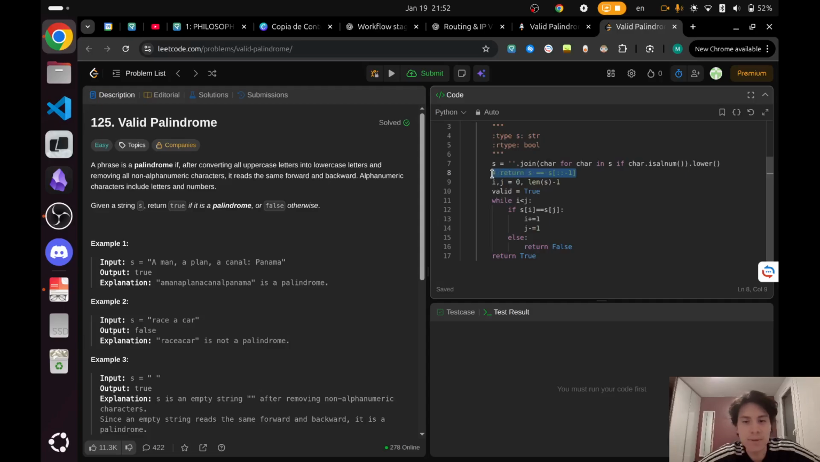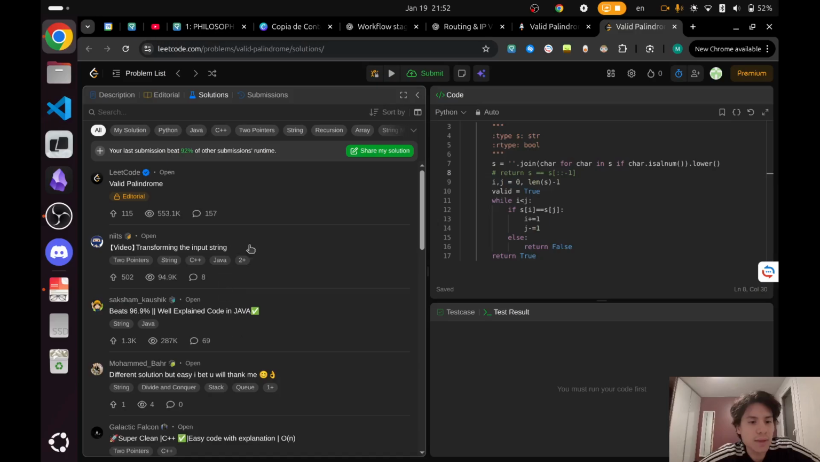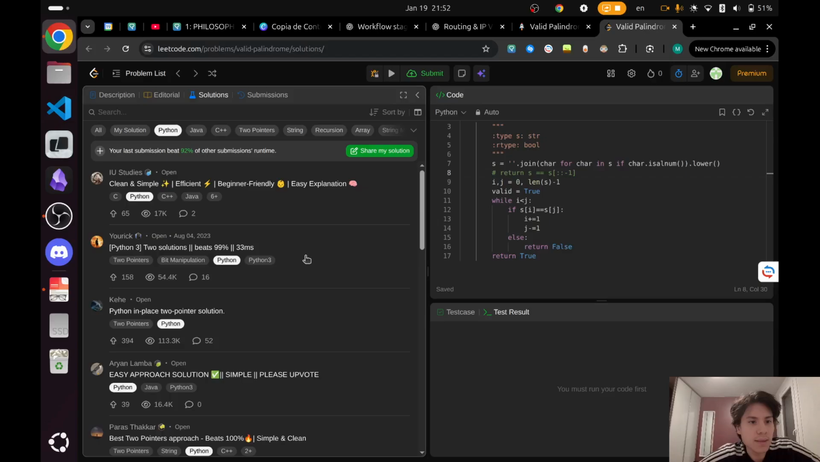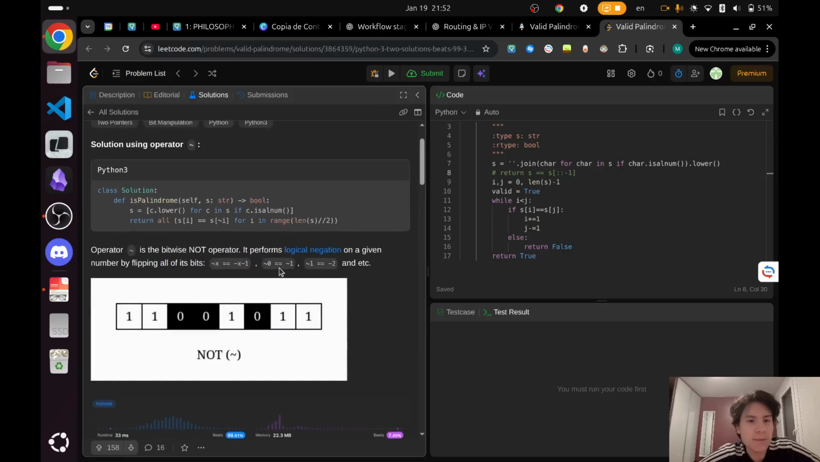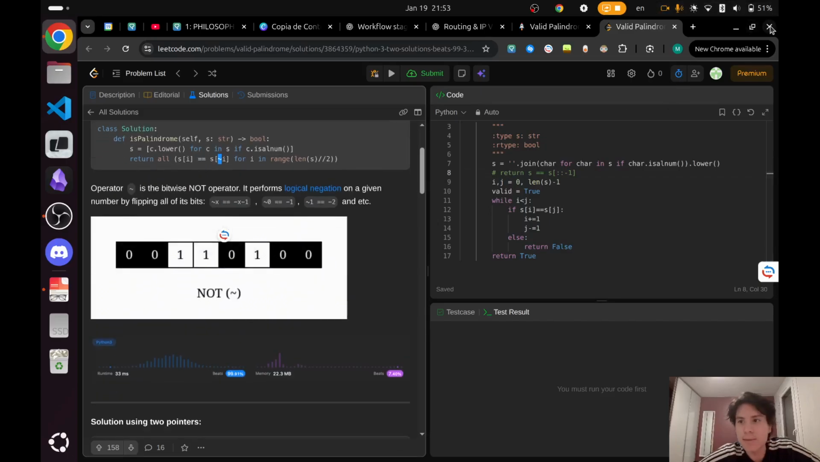And what else? I saw that there was an interesting solution in which instead of doing the while with 2 pointers, we just compare this. You do return s equal to s reversed. So you basically inverse the string, and if the inverse is the same as the original, it's a palindrome, which makes sense. But then there was another solution which was very interesting, which was with bitwise operations. I think it was this one, with not I. And yeah, that was it about LeetCode.